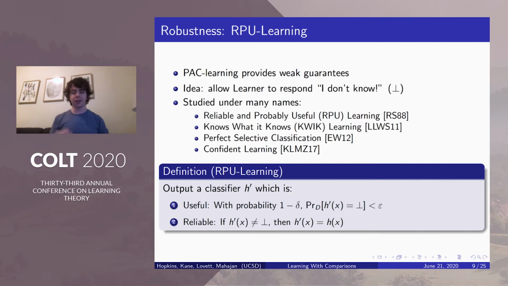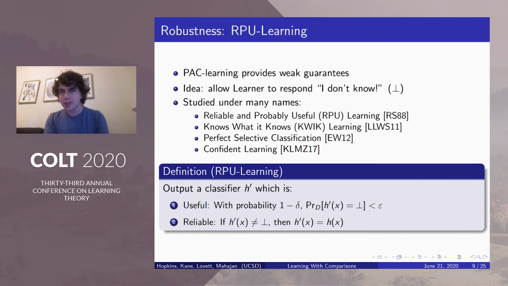So what is RPU learning? Well, the idea is that we want to output a classifier h prime which satisfies two properties. It has to be useful, which means with probability 1 minus delta, it shouldn't say I don't know very often, less than an epsilon fraction of the time. And second, it should be reliable, which means when it does label a point, it must be correct. So an RPU learner cannot make errors. This raises a very natural question.